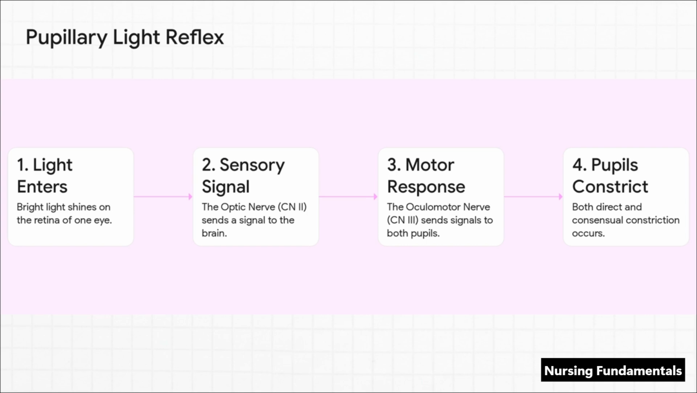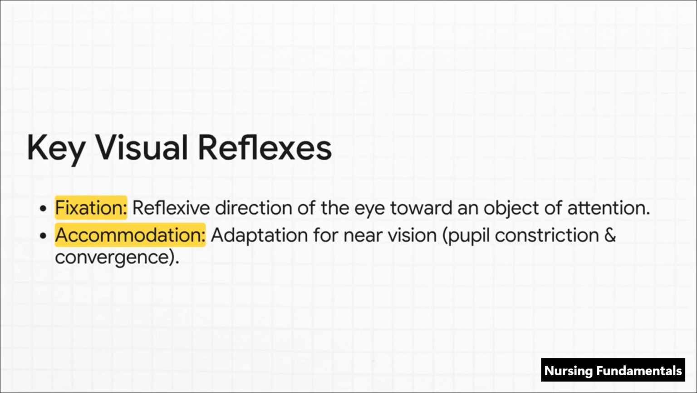It's a fantastic way to check if that whole pathway is working. Okay, 2 more reflexes you absolutely need to know: fixation and accommodation. Fixation is exactly what it sounds like. It's your eye's ability to lock onto a target and keep it centered on that high-res spot, the fovea. Accommodation is the eye's superpower for near vision.